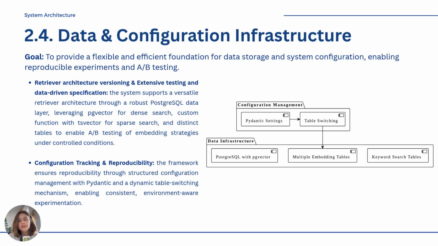So, to support flexible experimentation and robust performance, we built a dedicated data and configuration infrastructure. We have PostgreSQL that handles dense semantic retrieval, and together with it, we use TSVector for sparse search and custom functions. We also have Pydantic that manages environment-specific settings, while a table switching mechanism dynamically routes to different datasets or experiments without any code changes.